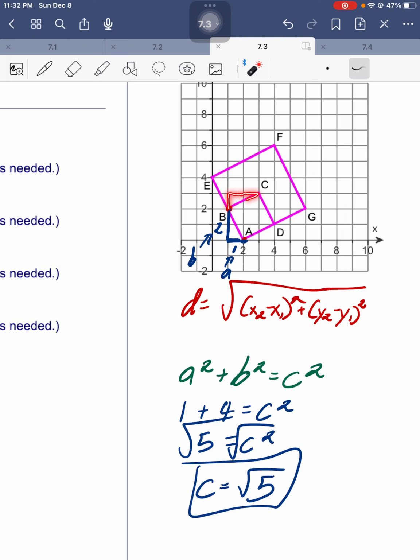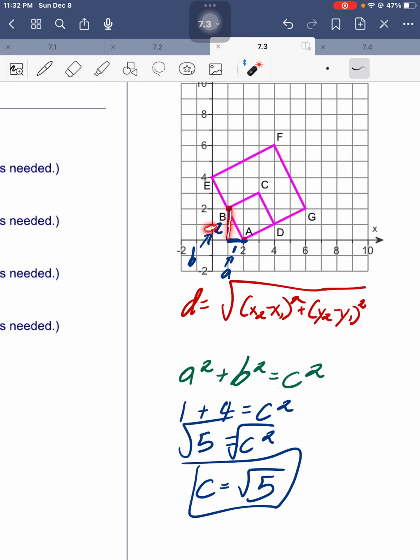Well, let's do it here. 1 unit, 1, 2 units. So if this is just 1 and 2, what's going to change? Nothing. So this is also square root of 5. Look at this. 1, 1, 2. So this is also going to be square root of 5.